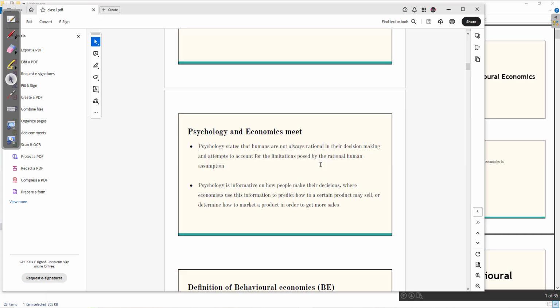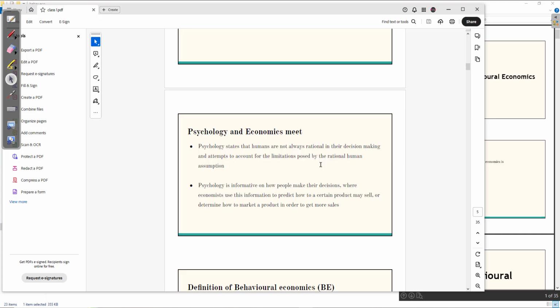And you can say behavioral economics is the middle ground. We all know that, to some extent, these economic assumptions of rationality are not that practical, not that realistic. So what a person actually does is what you are trying to study, because you cannot ignore the impact of emotion and all those things. Psychology states that humans are not always rational in their decision making and attempts to account for the limitations posed by the rational human assumptions. So obviously there are many limitations. We'll be looking at those.